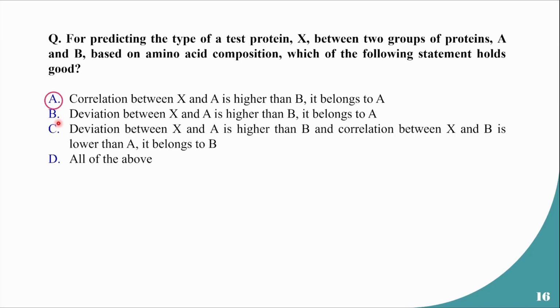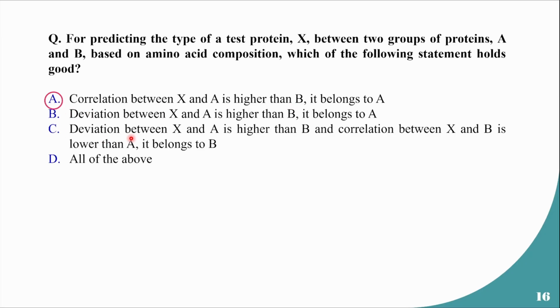Let's say you are looking at the other options. In option B, it is saying the deviation term. If the deviation between X and A is higher than between X and B, deviation basically indicates how distant it is from this particular group, right? So if X and A have higher deviation, that will mean X and A are more distant than X and B. In that sense, for the statement to be correct, it should be the opposite. If X and A had a deviation higher than X and B, then the protein should belong to group B, which has a lower deviation with X. Of course, that is not what this option is saying, so it is not correct.